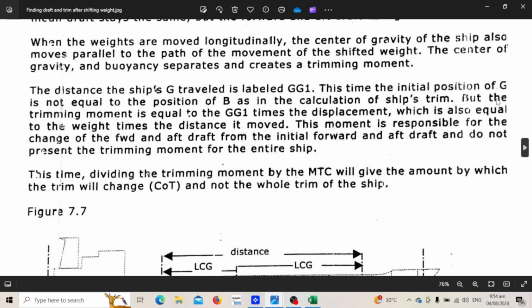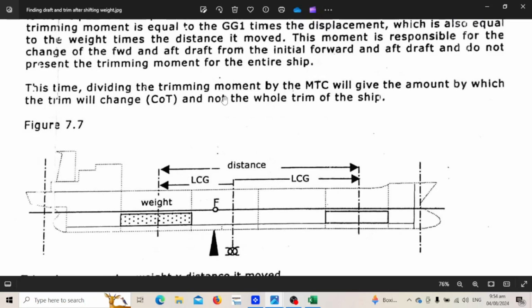This time, the initial position of G is not equal to the position of B as in the calculation of the ship's trim, but the trim moment is equal to GG1 times the displacement, which is also equal to the weight times the distance it moved. This moment is responsible for the change of forward and aft drafts, and does not represent the trimming moment of the entire ship. Dividing the trimming moment by MTC will give the amount by which the trim will change, and not the whole trim of the ship.